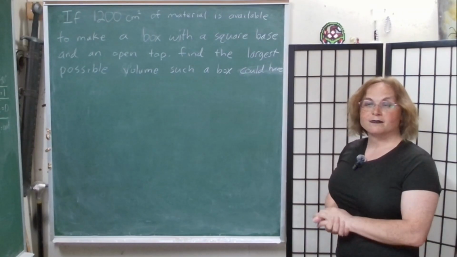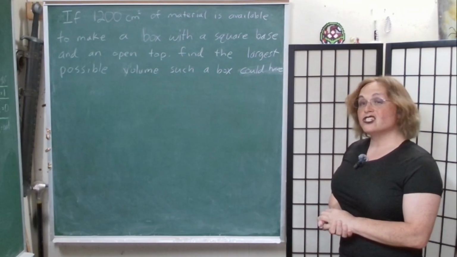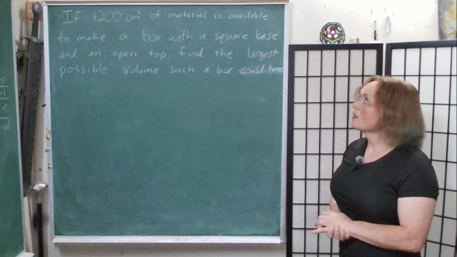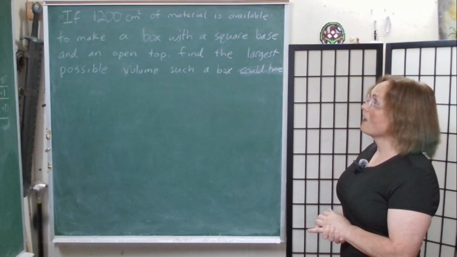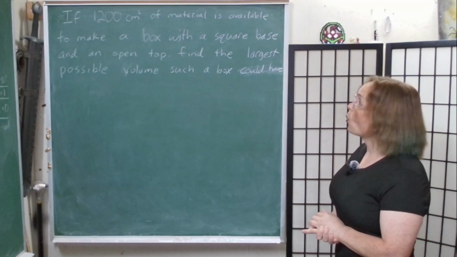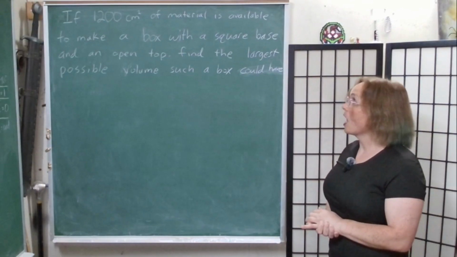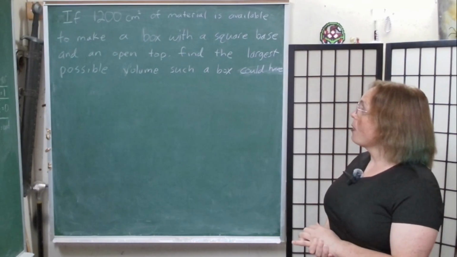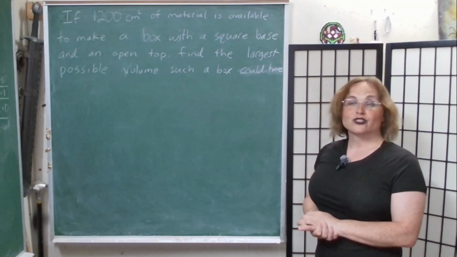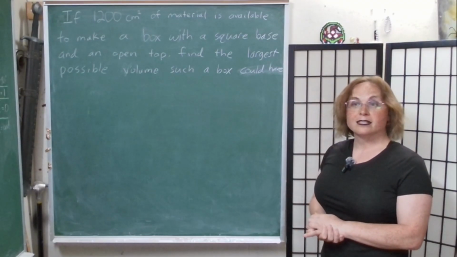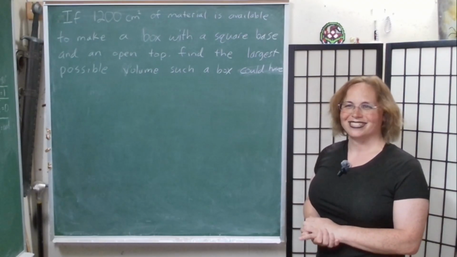Here's example 2. Go ahead and give it a try. It is just a little bit harder than the previous one. If 1200 centimeters squared of material is available to make a box with a square base and an open top, find the largest possible volume that such a box could have. I'll show you my strategy in 3, 2, 1.